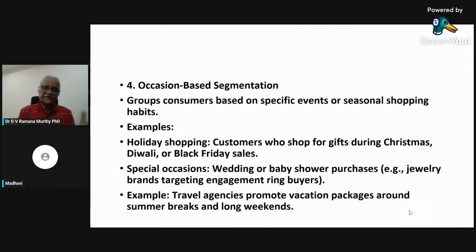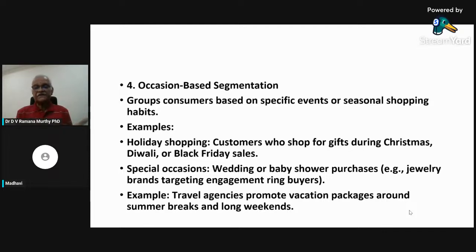Because based on this kind of segmentation, travel agencies promote vacation packages around summer breaks and long weekends. And the customers are interested to travel more. So in order to get them attracted to your own travel agency, you will be offering some discounts.